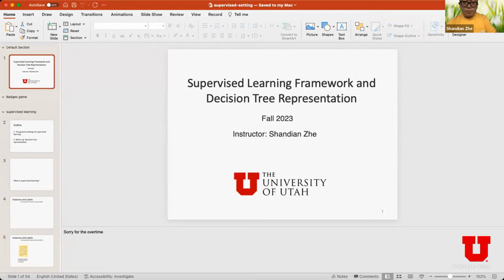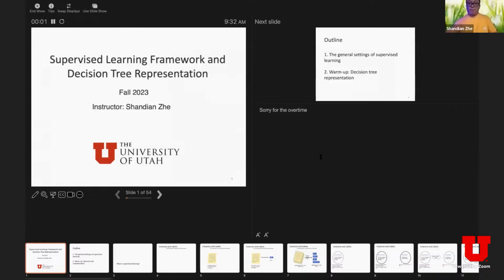We're gonna start with the supervised learning framework. Okay, so next we're going to talk about supervised learning framework and decision tree representation.